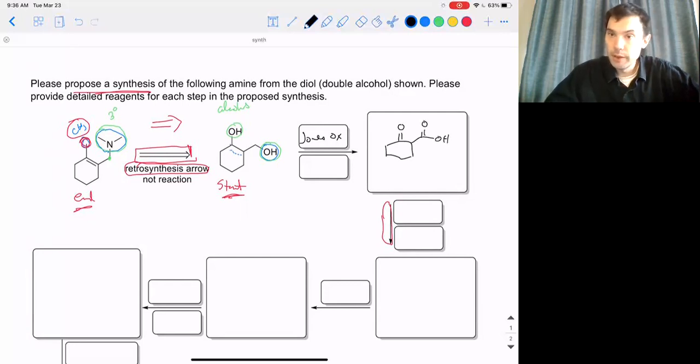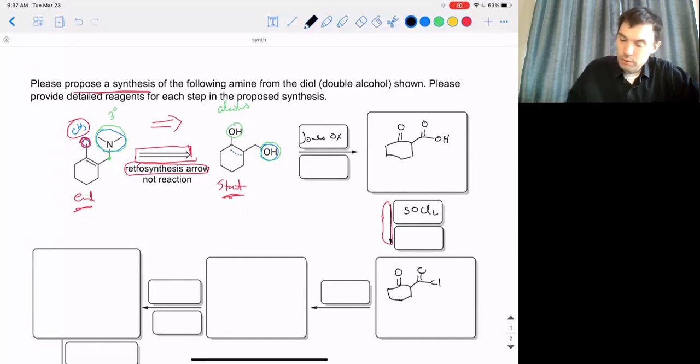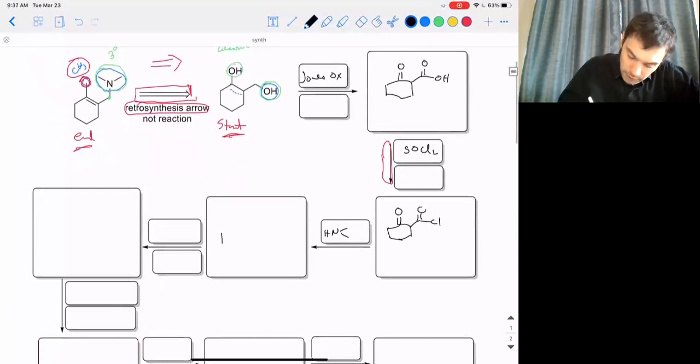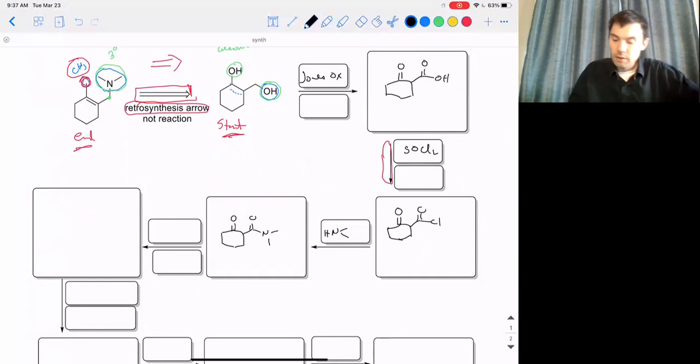Now we have what we would call a beta keto acid. I then can use something like SOCl2 or thionyl chloride to make the acid chloride. And thankfully that ketone probably won't react in these conditions. Now I can take dimethylamine and make an amide from this. And so that's a two-step process.